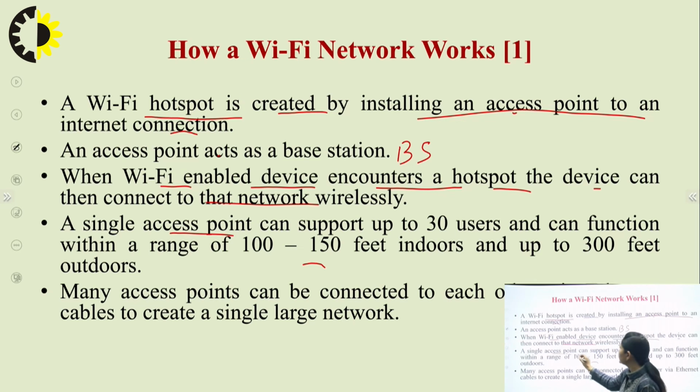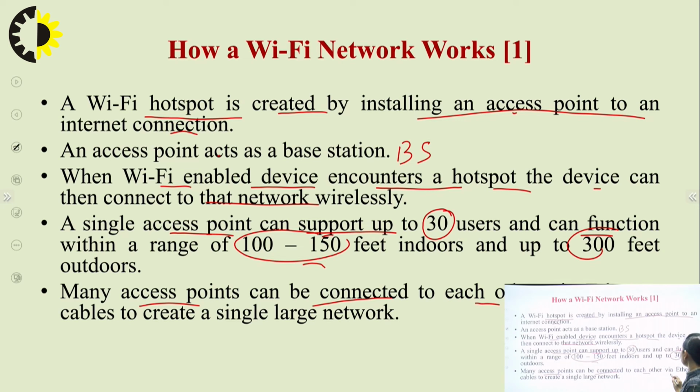A single access point can support up to 30 users. So how many users can one access point provide services to? 30 users, and it can function within a range of 100 to 150 feet indoors and up to 300 feet outdoors. So this is the range of a hotspot. Many access points can be connected to each other via Ethernet cables to create a single large network. So when we have to go for a large network, a number of access points can be connected together using Ethernet, and then we can go for communication over a longer distance.